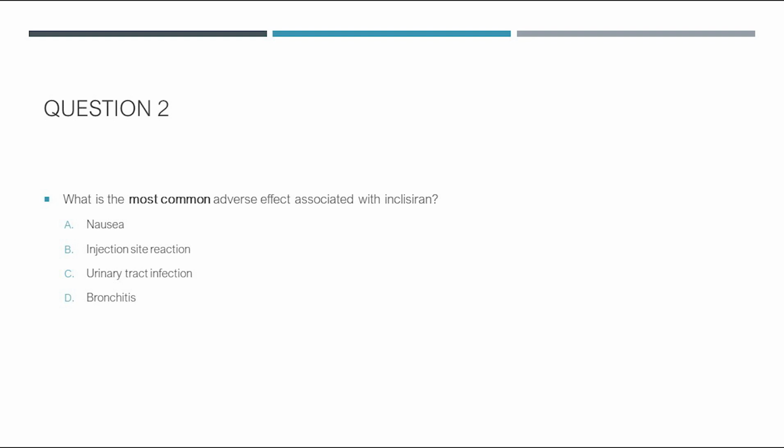What is the most common adverse effect associated with Inclisiran? Nausea, injection site reaction, urinary tract infection, or bronchitis? While all of these can technically occur, the most common adverse effect is injection site reaction.